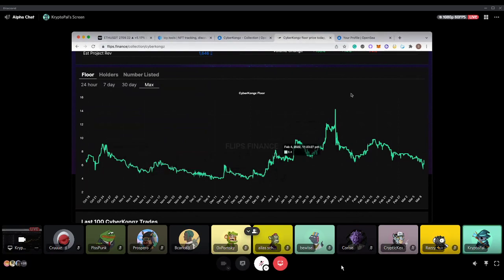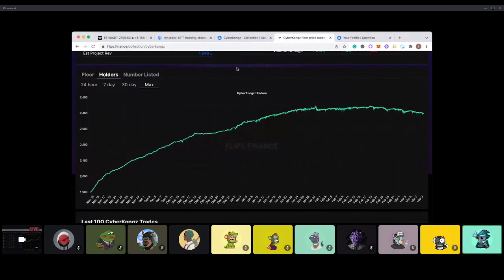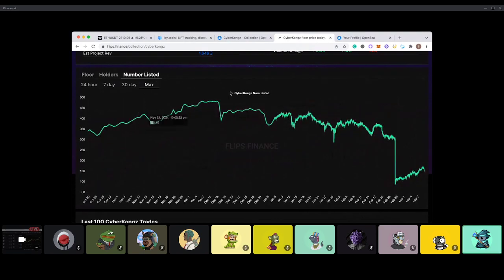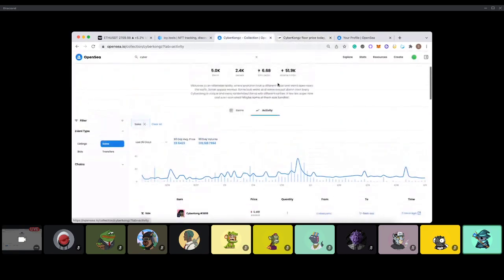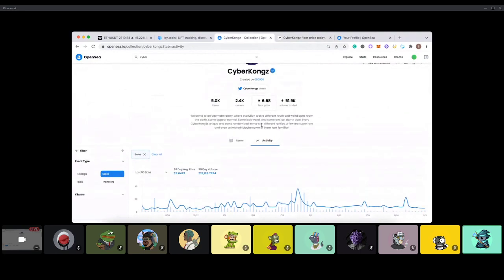So you can monitor the chart for that project, the floor, the number of holders. When the number of holders is going up, it's always a good sign. Number listed, we need to see it going down. This is a good sign. This might mean that we are probably close to the bottom on the CyberKongz. The flippers are out. The people that are taking money out of this JPEG to go to crypto are close to being done. So this might go to 5 ETH, probably won't go below that.